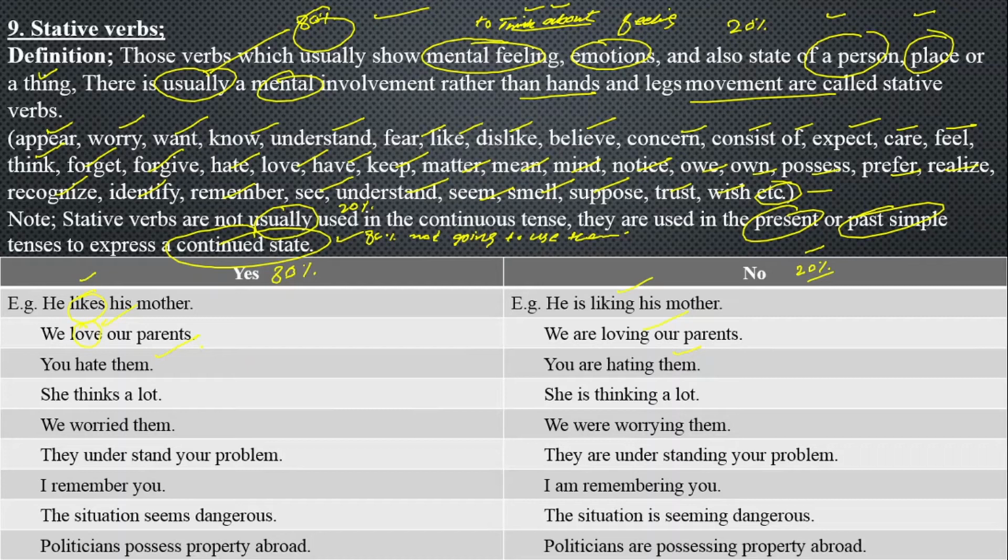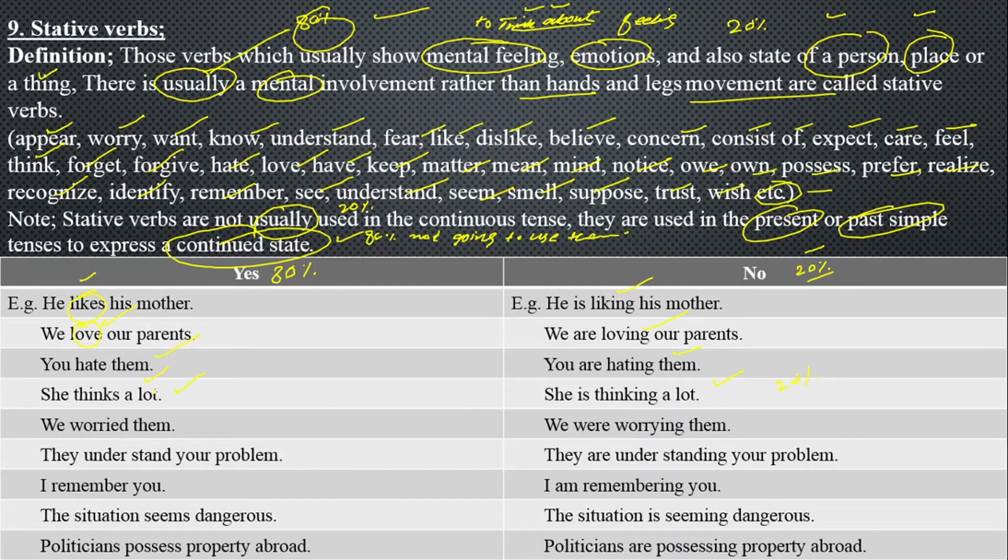Clear? And she thinks a lot. We are talking generally about her, that she thinks a lot. If I say she's thinking a lot, it means now she is thinking. Clear? So 20% you may use them, no doubt, but we use them in certain meanings. She thinks a lot in a general discussion.